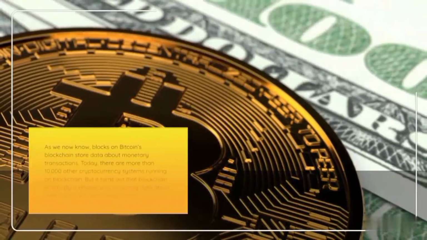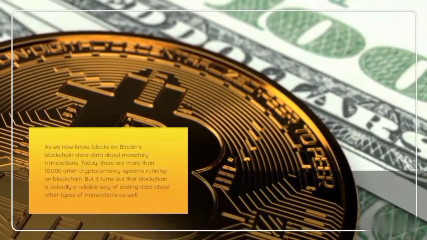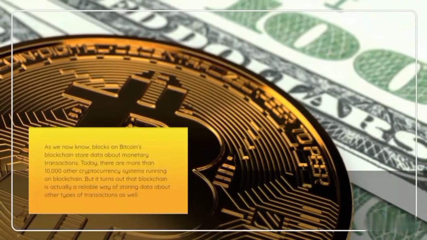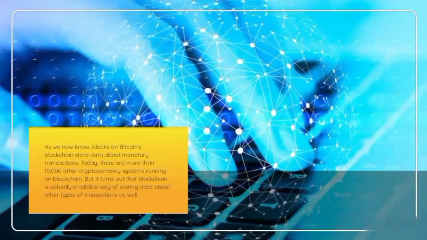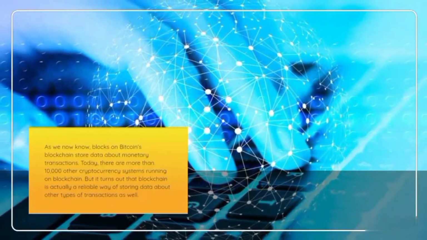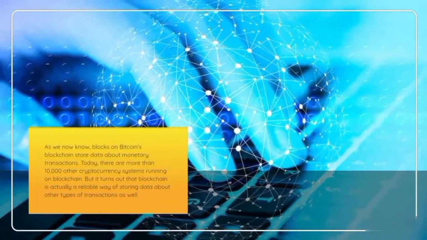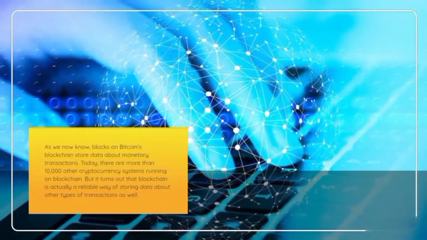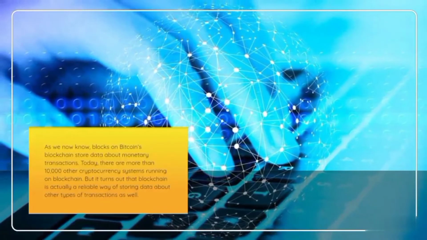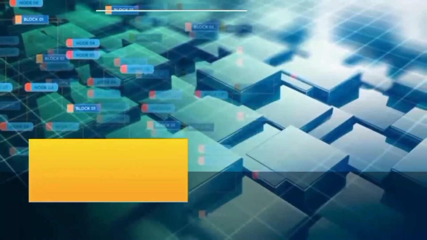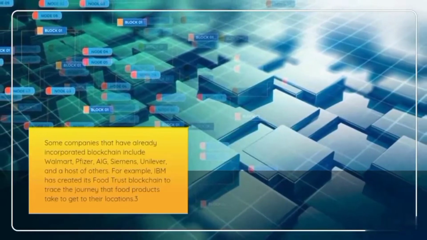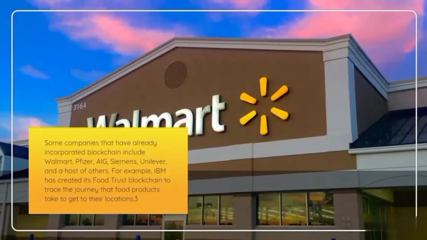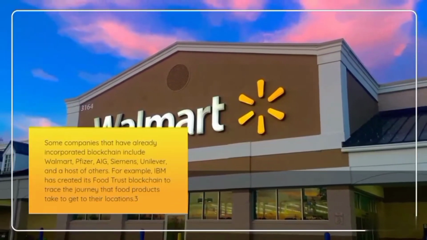How are blockchains used? As we now know, blocks on Bitcoin's blockchain store data about monetary transactions. Today, there are more than 10,000 other cryptocurrency systems running on blockchain. But it turns out that blockchain is actually a reliable way of storing data about other types of transactions as well. Some companies that have already incorporated blockchain include Walmart, Pfizer, AIG, Siemens, Unilever, and a host of others.